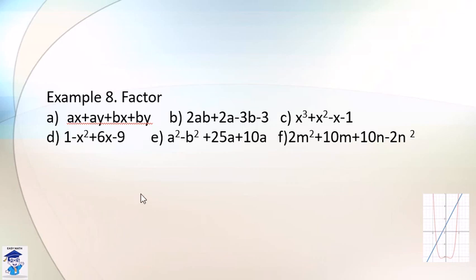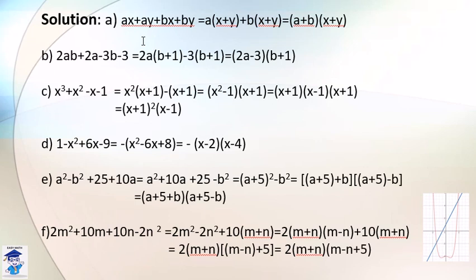Example 8. There are 6 questions. You can do this one, the solution. Number A, ax plus ay plus bx plus by. So the first 2 terms, they have the same a, take out a. The last 2 have the same b, take out b. So the answer is a plus b times x plus y.